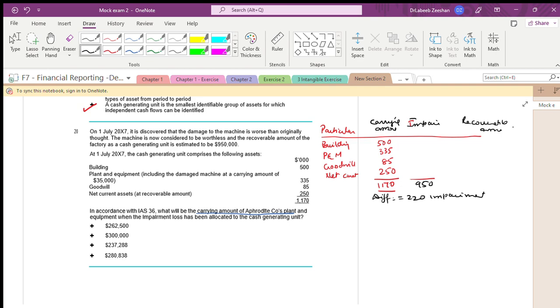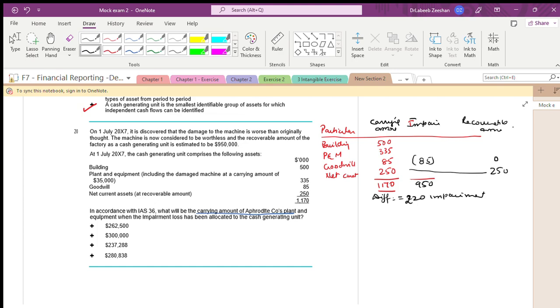See, this amount will remain the same, net current assets. Current assets will remain the same, okay? Now, goodwill will become 0. 220 is the value. Goodwill will become 0, always. The first target is goodwill.